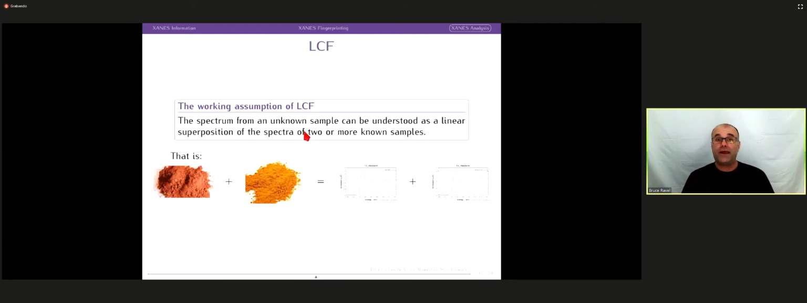So the assumption in linear combination fitting, LCF, or linear combination analysis, is that if you take two materials and take a scoop of each one and mix them up and measure the spectrum, the spectra are going to be the same kind of mixture. So if you take 50% of this one and 50% of this one and mix them up, then lay them out and make a measurement, the spectrum that you measure will be the 50-50 linear combination of the spectra of the pure materials. That's the underlying assumption. And as long as the mixture does not involve a chemical reaction, it's a very good assumption. That is how the measurement will work.